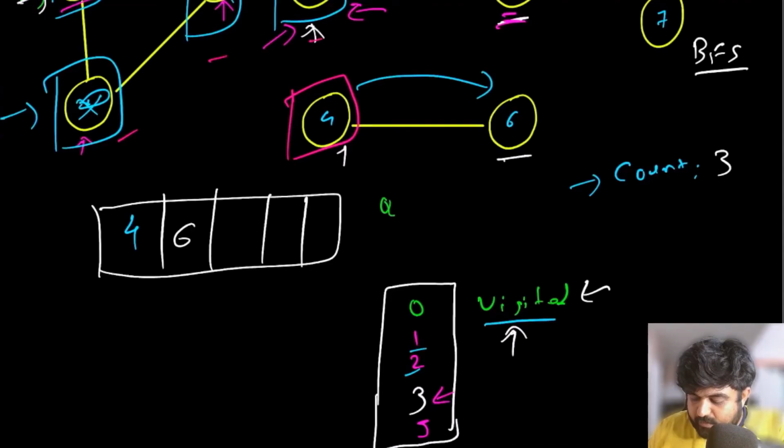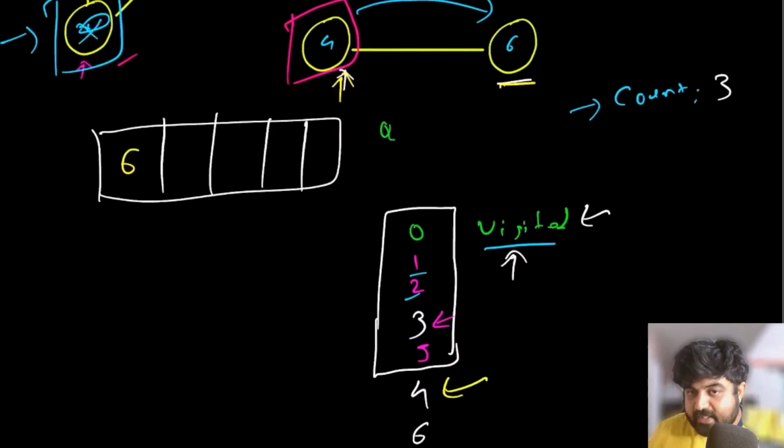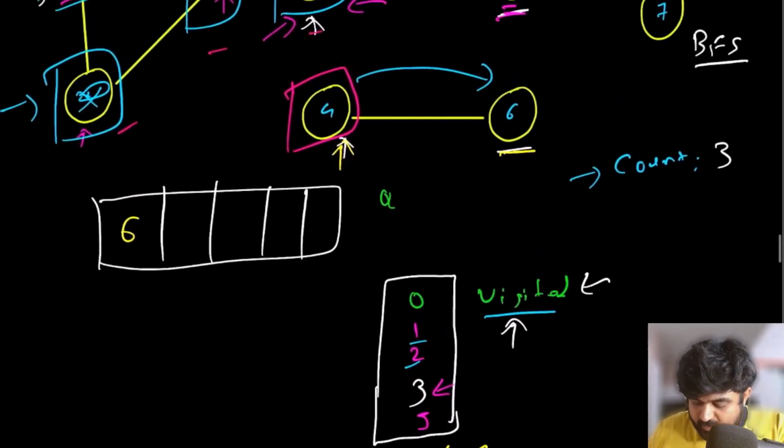Now we iterated over all the neighbors of 4, so we are going to dequeue 4. After dequeuing, currently there is only element number 6 remaining. 6 currently has one neighbor, that is value number 4, but since 4 has already been visited, we do not need to add it to our queue, and then eventually we would pop out 6 as well.